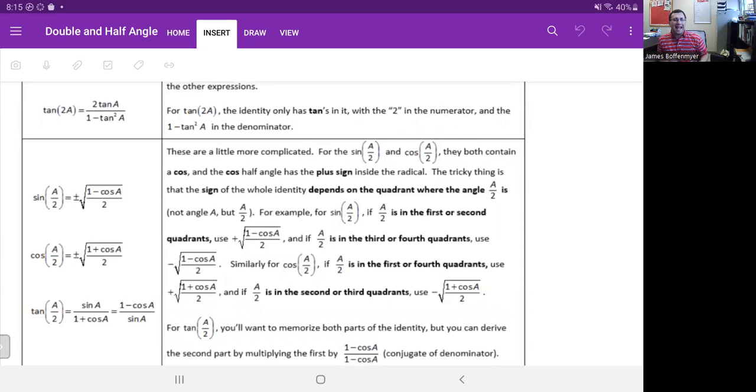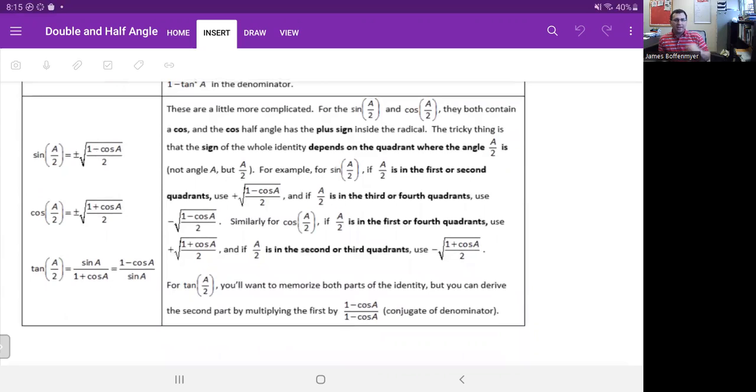Now we also have the half angle identities. There's a couple of them down here, and these are a little bit trickier to use, and we're actually going to start off our example problems with half angle identities, and then we're going to make another video in just a little while with double angle identities. So sine of your angle over 2 is equal to plus or minus the square root of 1 minus cosine of your angle, divided by 2. That's your half angle identity for sine.